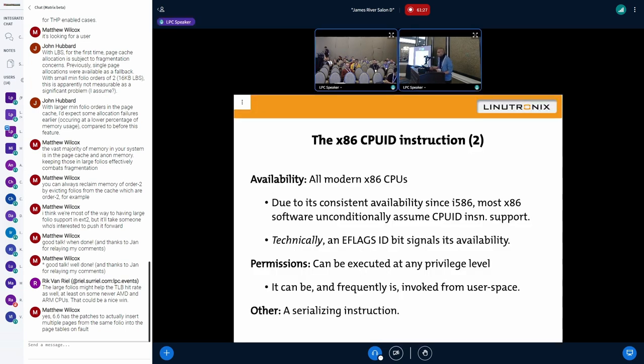It is available on all modern x86 CPUs, and by that we actually mean x86 CPUs released in the last 25 years or more. So most of the software in the ecosystem actually assumes its availability. Technically speaking, Intel and AMD ask you to check some E-flags, but practically speaking, it is available and most software assumes it is there. Most importantly, it can run not only from kernel space, but it can run from user space.